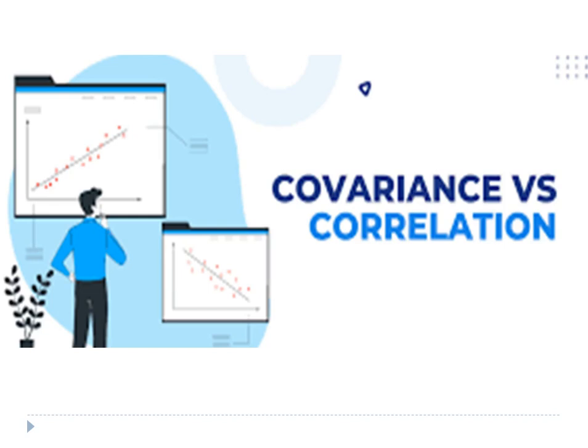In this video, we discuss two concepts which are very important for a data scientist in machine learning: covariance and correlation. Let's try to understand what they are and what the difference between covariance and correlation is.